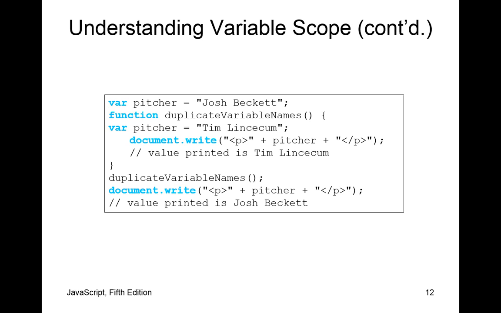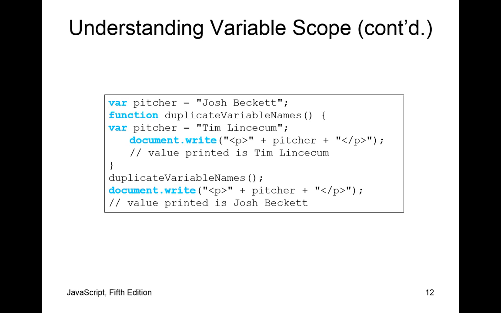Then I call the function duplicate variable names. Why do I not have the word function in front of it? Anyone know? If you put the term function in front of it when you're calling it, you're saying I'm creating another function. The word function is only used when you're creating the function. So I just call duplicate variable names, document write, print the picture.